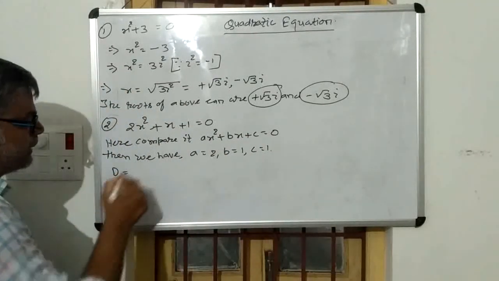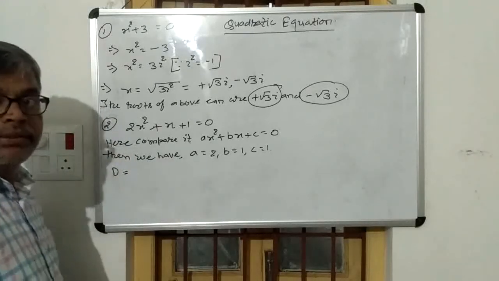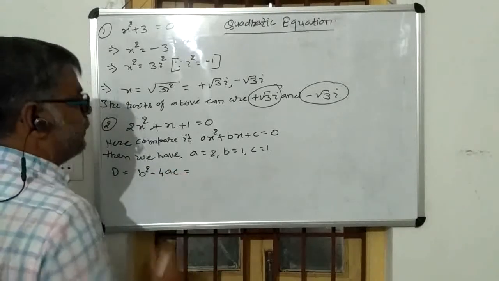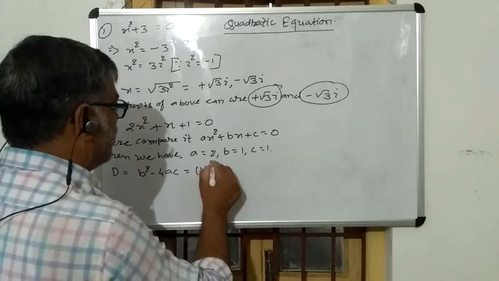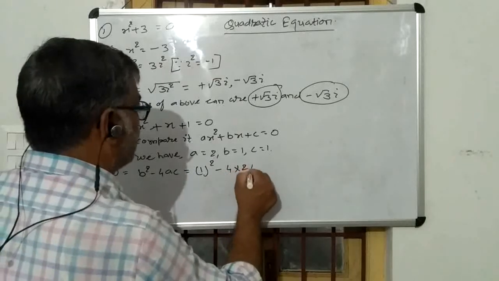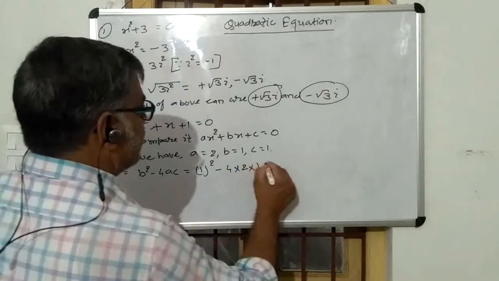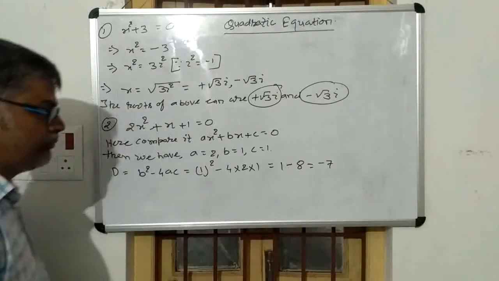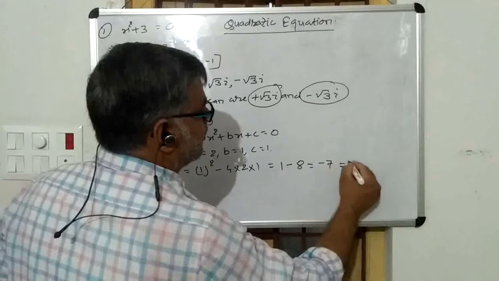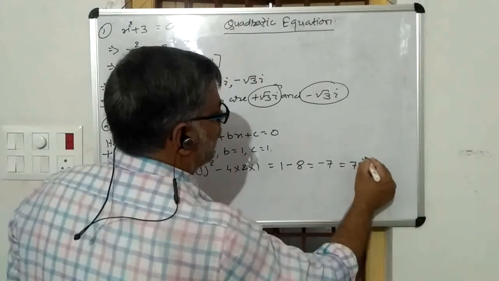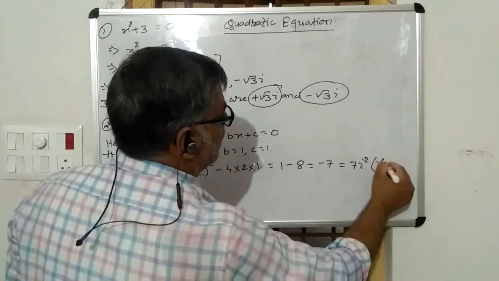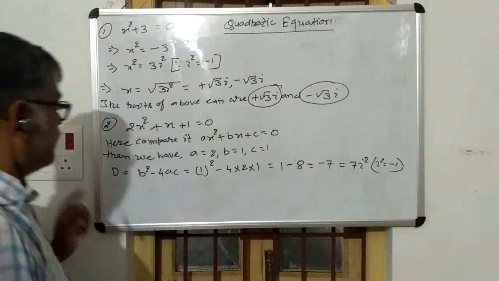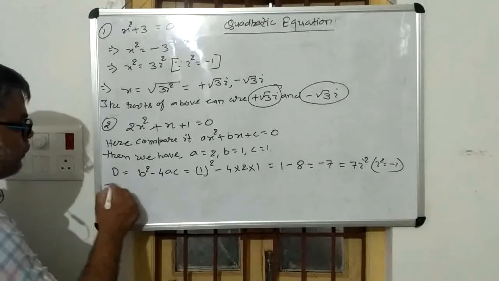Now first you find its discriminant. Its discriminant is b square minus 4ac, which is equal to 1 square minus 4 into 2 into 1. That is 1 minus 8, which is minus 7. Minus 7 can be written as 7i square also, because you know that i square equals to minus 1. So now you have to find the roots of this quadratic equation.